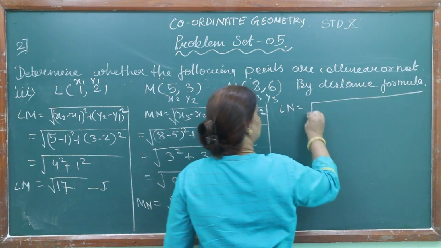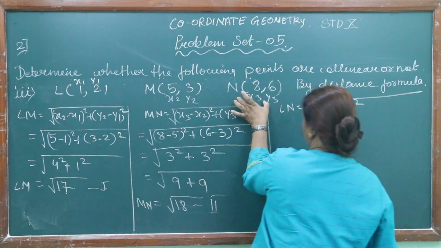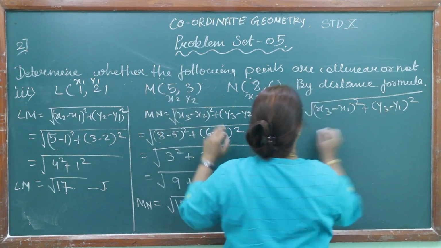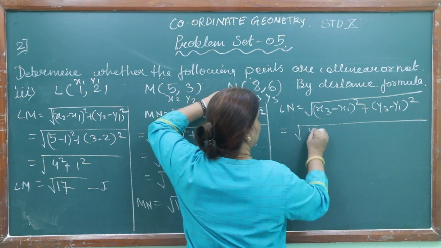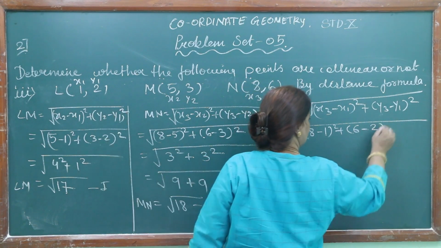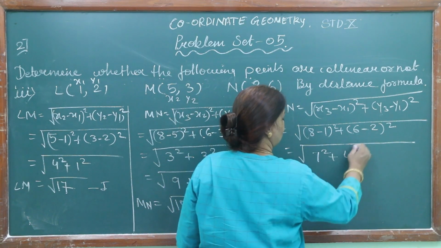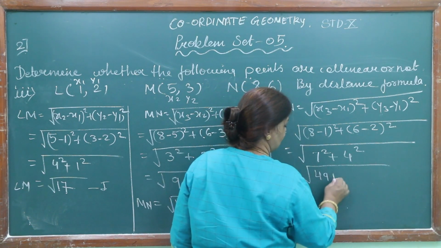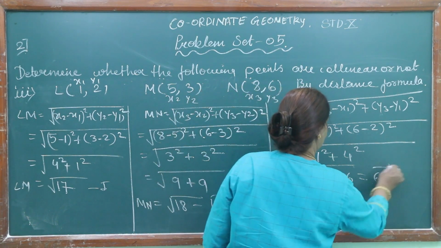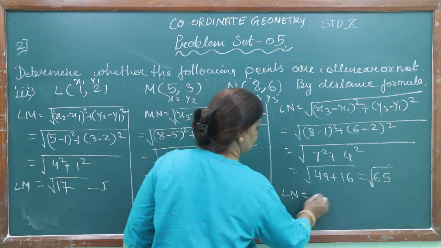LN under the root. Now (x3 minus x1) the whole square, because we are considering L and N, so the distance between L and N. So (x3 minus x1) the whole square plus (y3 minus y1) the whole square under the root, (8 minus 1) the whole square plus (6 minus 2) the whole square, which is equal to 7 square plus 4 square under the root, 49 plus 16, which is 65 under the root. Okay, so LN is under root 65.